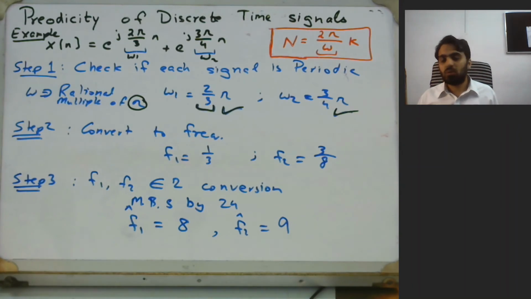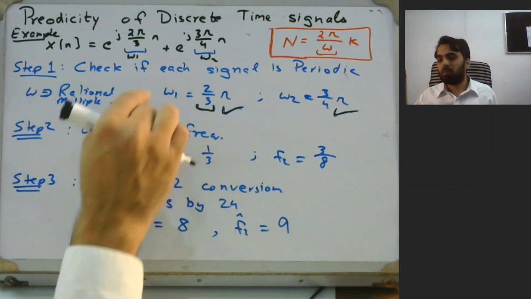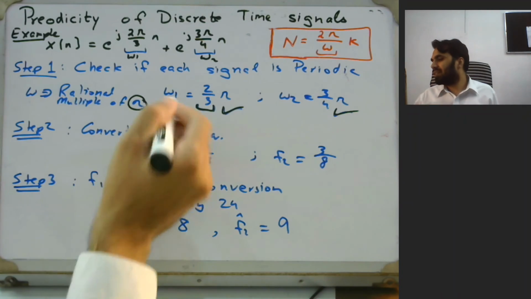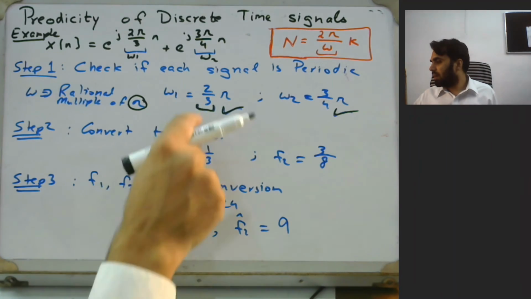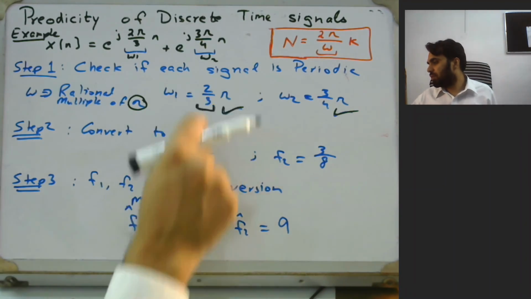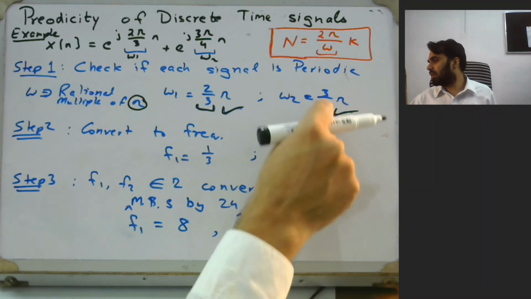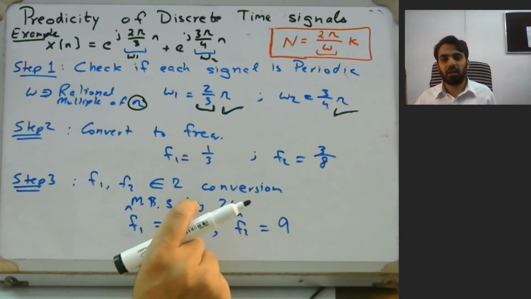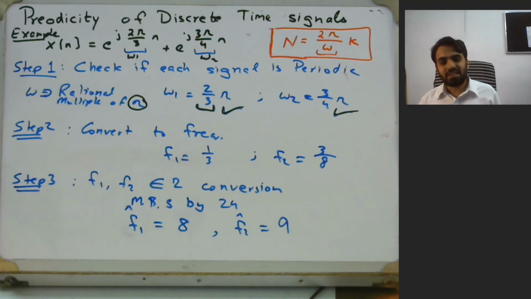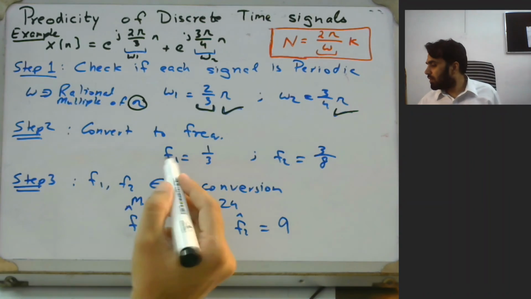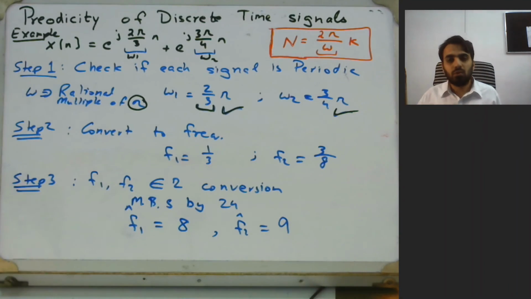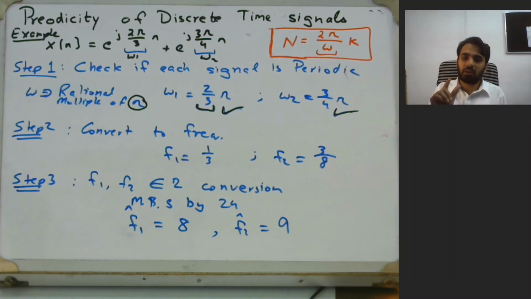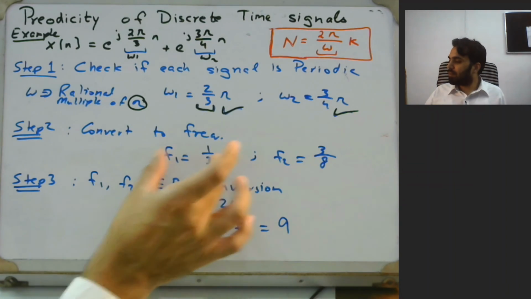Next, in step 2, we convert omega to the frequency domain. That is, we simply divide by 2 pi and we obtain f1, which is equal to 1 by 3. And from here, if we divide by 2 pi, we will get f2 equal to 3 by 8. Now, next in step 3, we want to convert f1 and f2 to integer values.